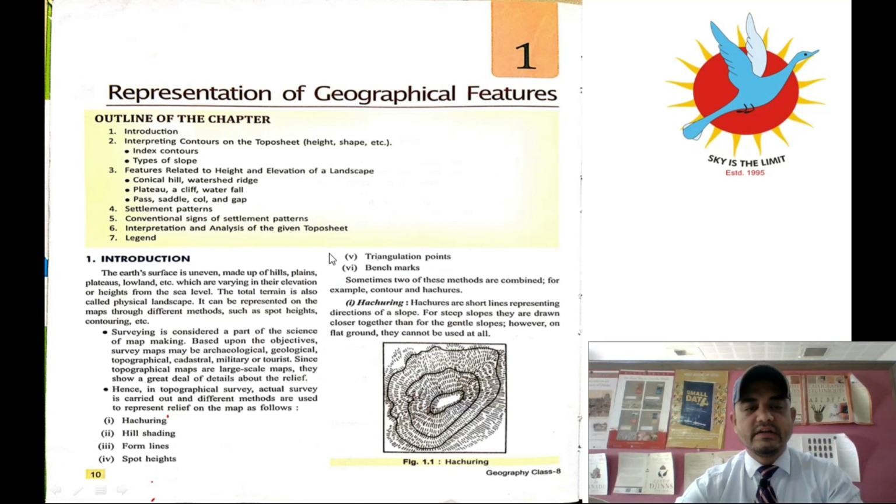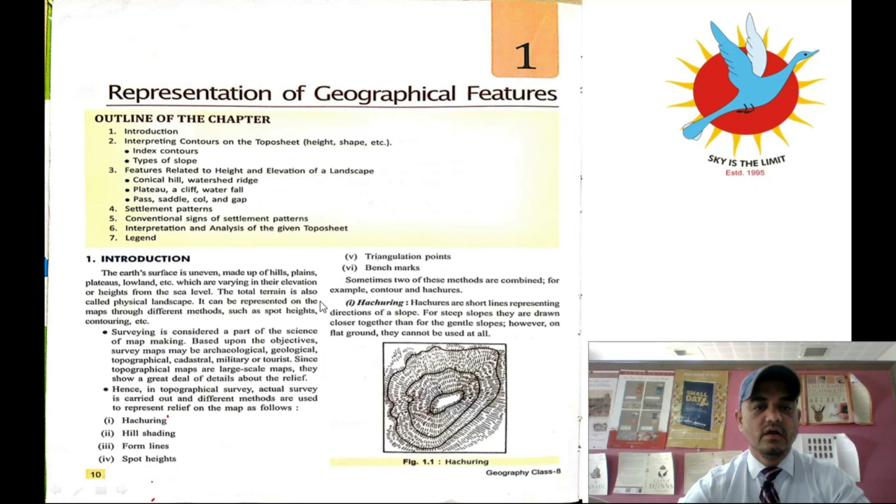Now, different features and landscapes are there on the earth: plateaus, mountains, ridges, valleys, different elevated areas, maybe flattened ones or maybe elevated ones. How are all these features represented on a piece of paper, so that by reading that piece of paper we come to know the details of these relief features?